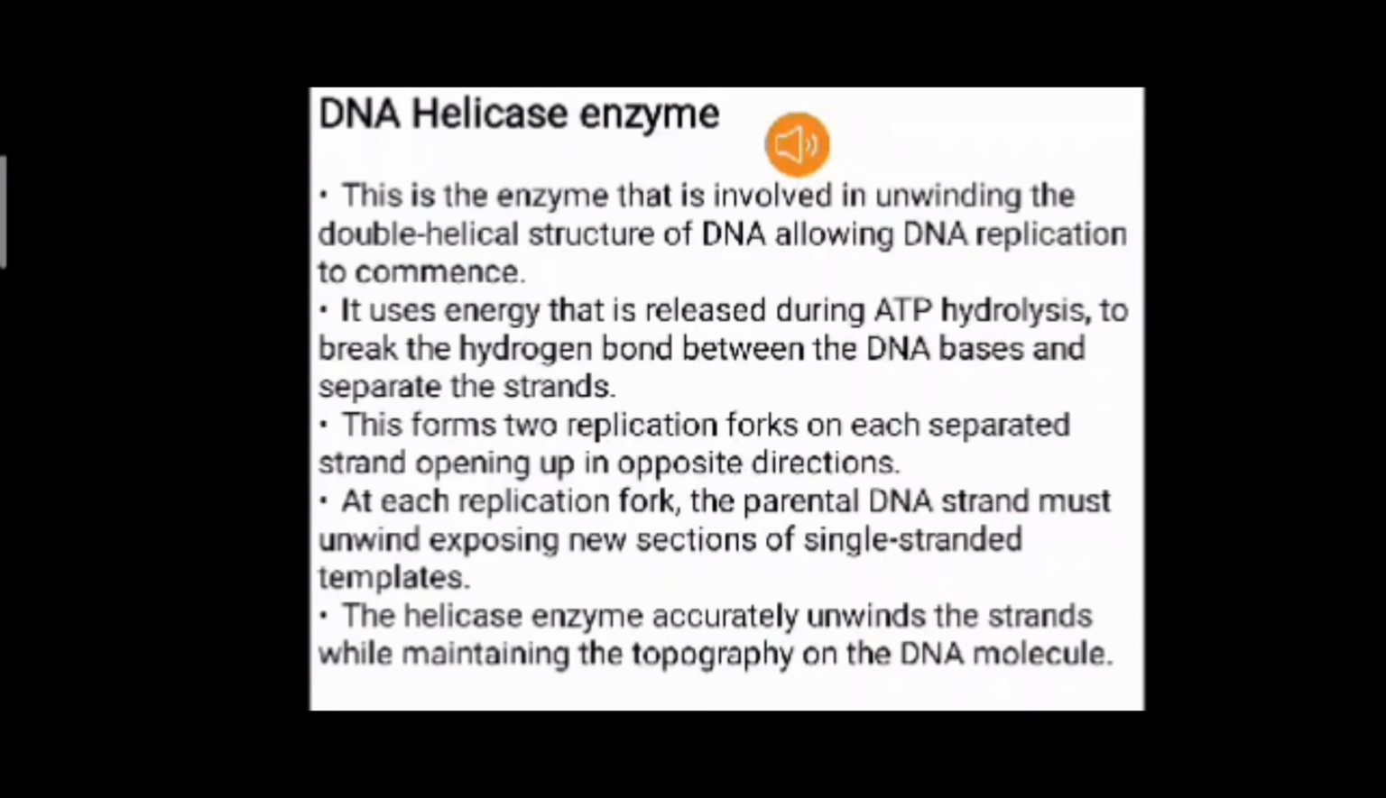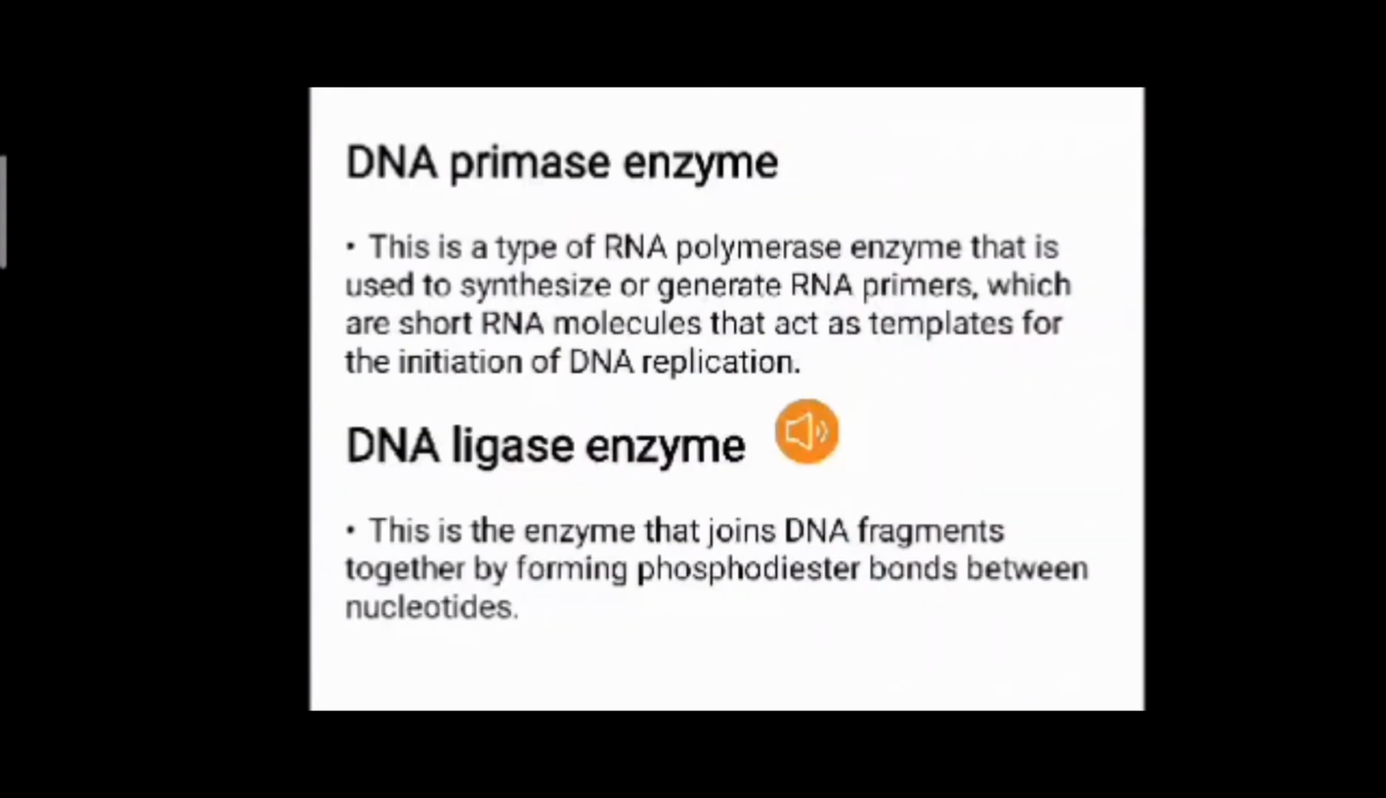At each replication fork, the parental DNA strand must unwind, exposing new sections of single-stranded templates. The helicase enzyme accurately unwinds the strands while maintaining the topography of the DNA molecule. DNA primase enzyme. This is a type of RNA polymerase enzyme that is used to synthesize RNA primers, which are short RNA molecules that act as templates for the initiation of DNA replication.